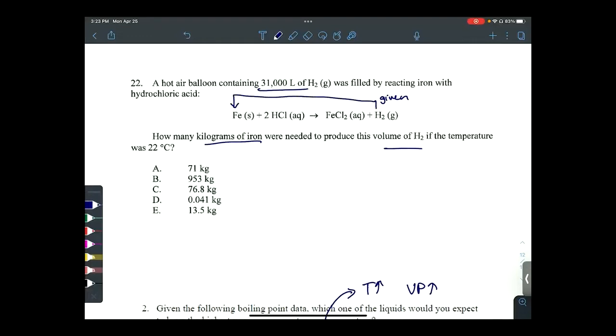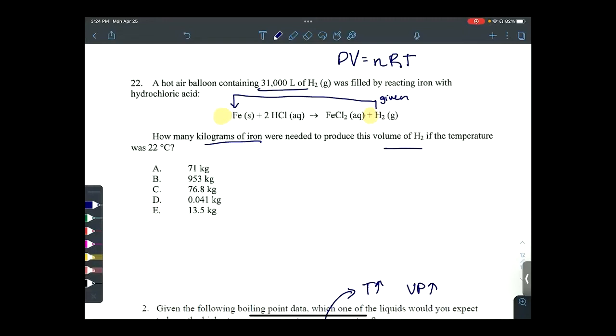So they give us H2, they want us to figure out how much iron we need. I want you to think about chapter 3 where we just did basic stoichiometry. Based upon this reaction, for every 1 mole of iron that's consumed, you'll get 1 mole of hydrogen. But they don't give us a gram amount of hydrogen. And in chapter 3, we just used molar masses to convert from grams to moles. But now we're given liters. So is there a certain equation that we can relate liters and moles of a gas? PV = nRT, yes.